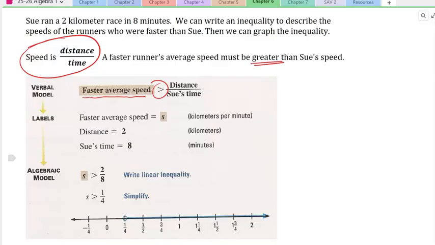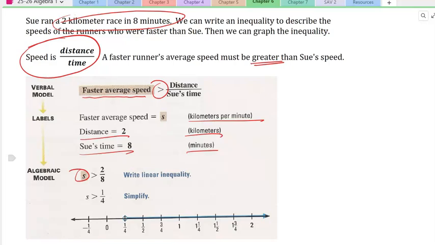Now we're going to label these things. The faster average speed would be S, measured in kilometers per minute. The distance is 2 kilometers, and Sue's time was 8 minutes. 2 kilometers in 8 minutes. So we can write the algebraic model: the faster average speed would be greater than 2 over 8, 2 kilometers in 8 minutes.